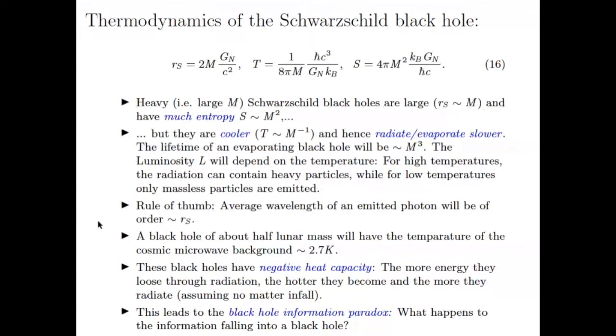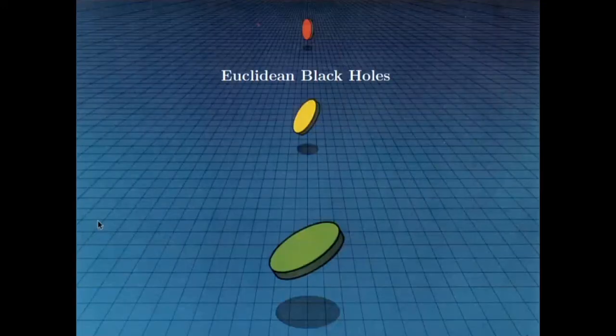The next part of the lecture is going to be about a little trick that you can do, which is very interesting, namely looking at black holes in the Euclidean space, where instead of a time direction, you complexify the time direction.